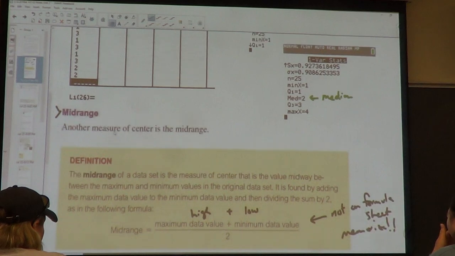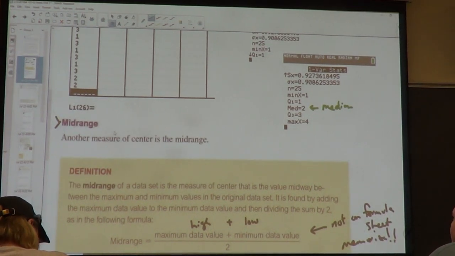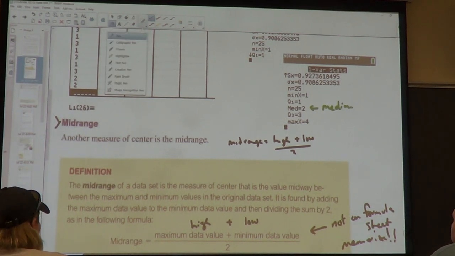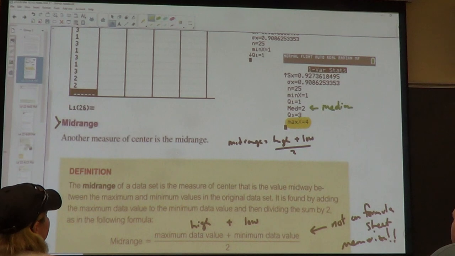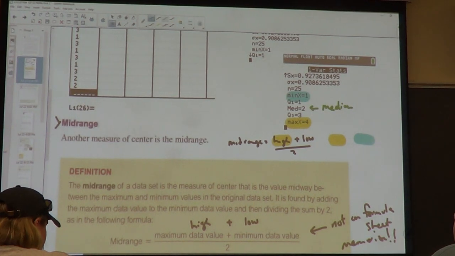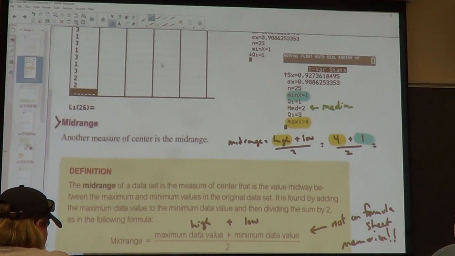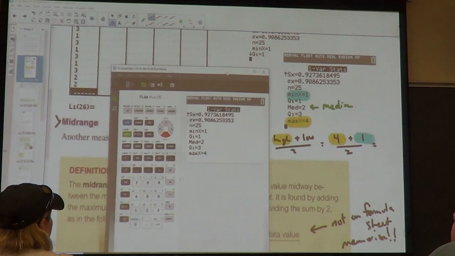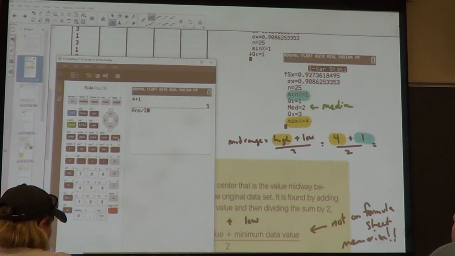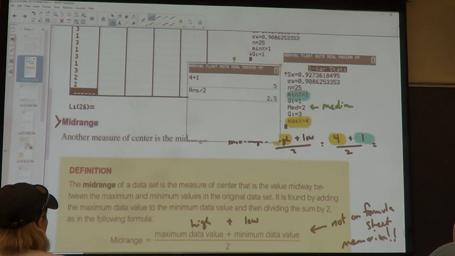Now, the good news is, if, for example, I wanted to do the mid-range of the previous problem, high plus low divided by two. The good news is maximum is your highest value. Minimum is your lowest value. So my maximum is four, my minimum is one. And remember I said when you're using your calculator, you want to get that answer before you divide by two. So you want to do four plus one, get an answer, and then divide by two. So that is going to be your mid-range.